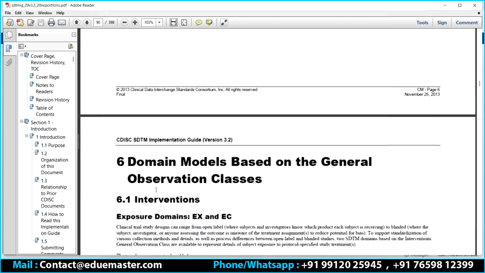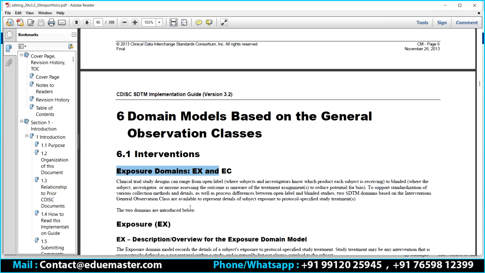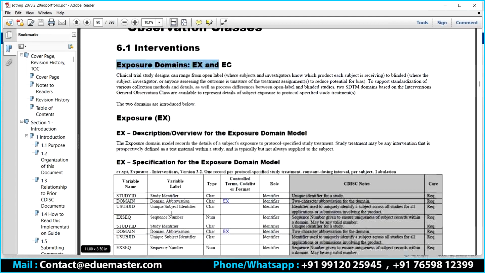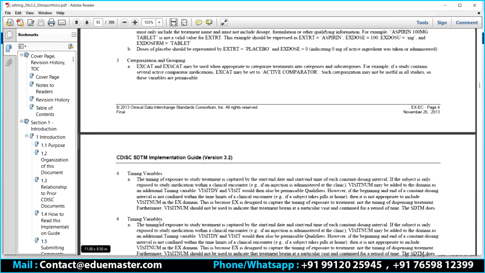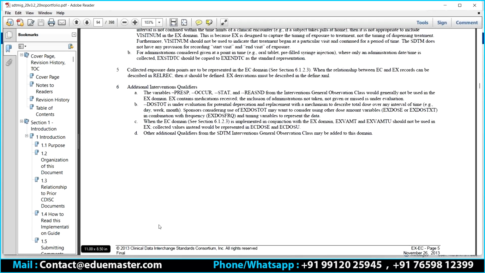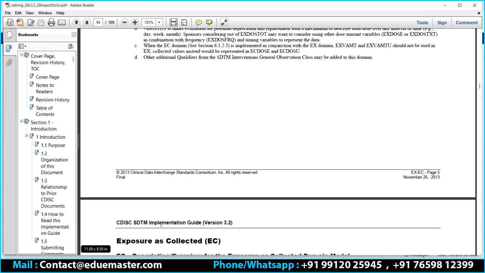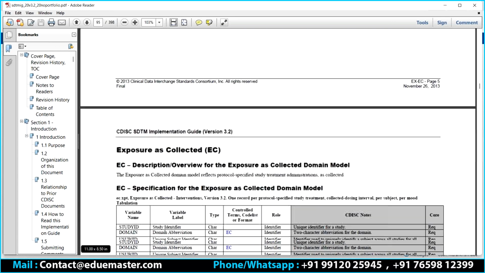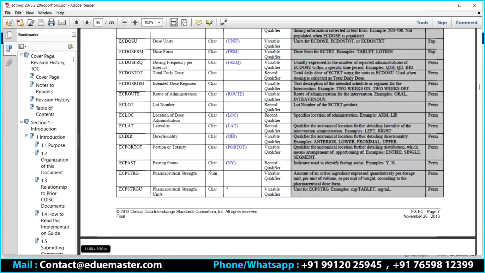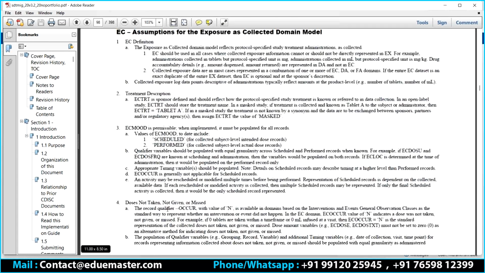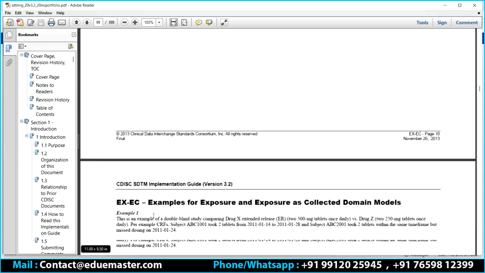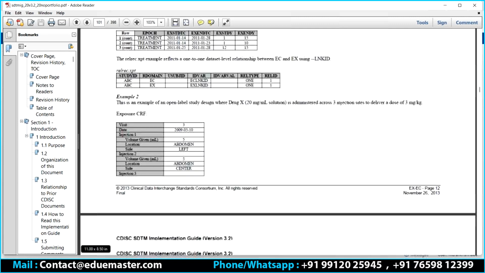So what are we going to discuss tomorrow then? We will go with exposure, exposure as collected. Not both of them, only one will be done. It has a few more variables, 20 to 24 variables will be there. So these two are the targets for tomorrow. Once I complete this particular one, then we can go ahead with substance use. That is the next one.